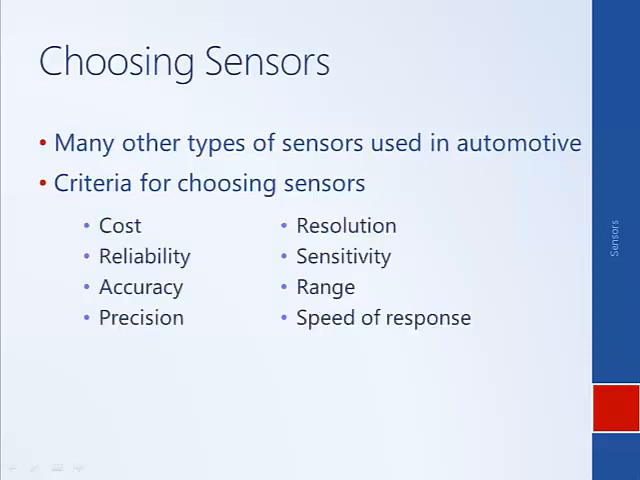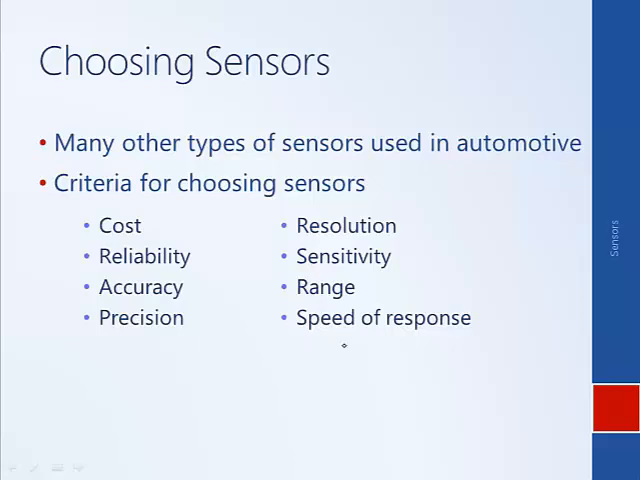How much does the sensor cost? How reliable is the sensor? How accurate is the sensor? That is, how close is it to the actual true value? How precise is the sensor? Meaning, how repeatable is it? What's the resolution? What's the smallest amount of displacement that it can measure? What's the sensitivity? How much output is generated for a given change in the input? What's the range? What range of displacements can it measure? What range of speeds can it measure?